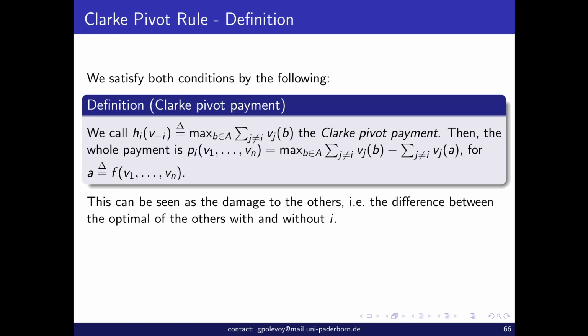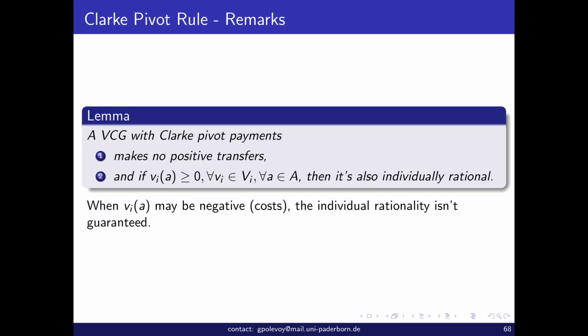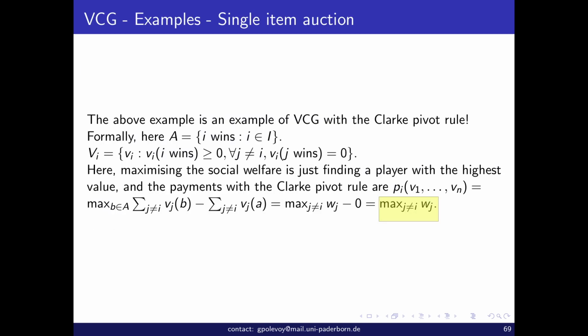Each player pays the maximum of what happens without him, minus what happens with him to the others, when you maximize upon everything. Now we just also need to show that only the player who wins pays something. Why is that the case?